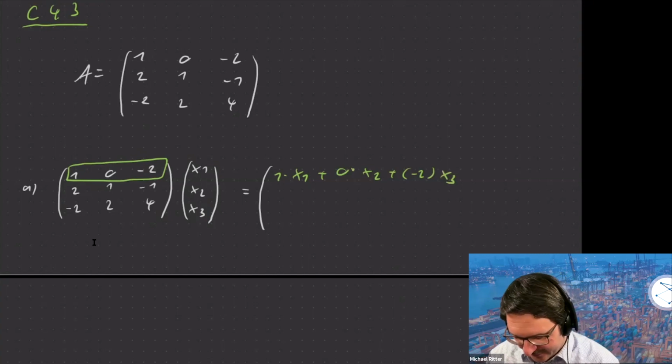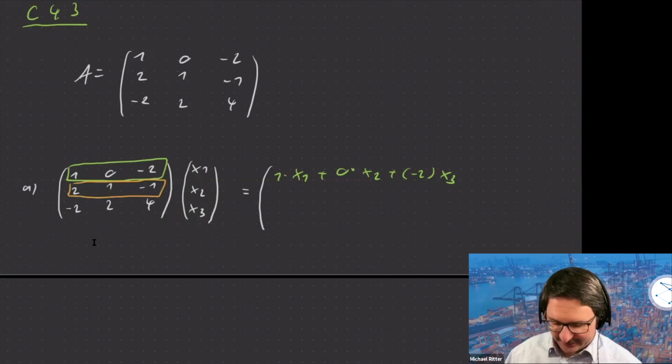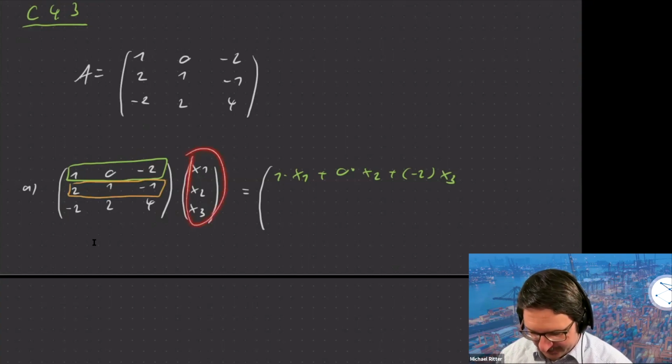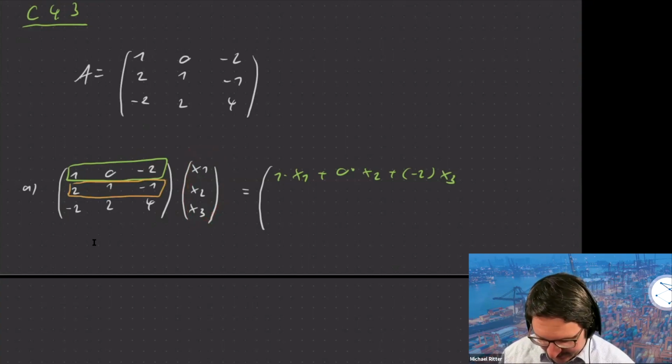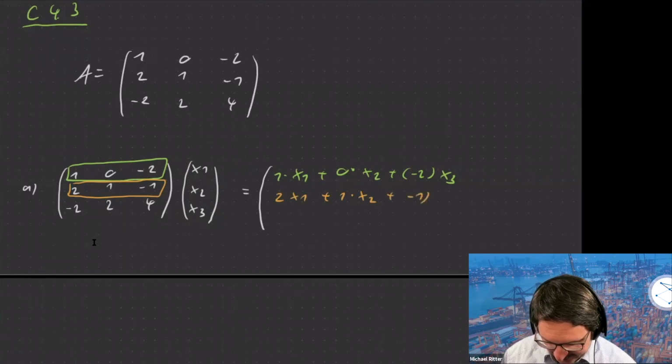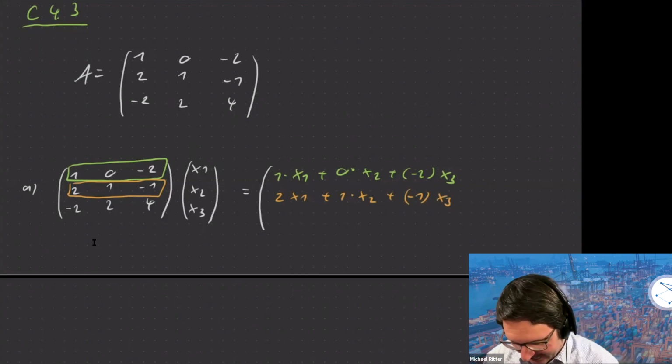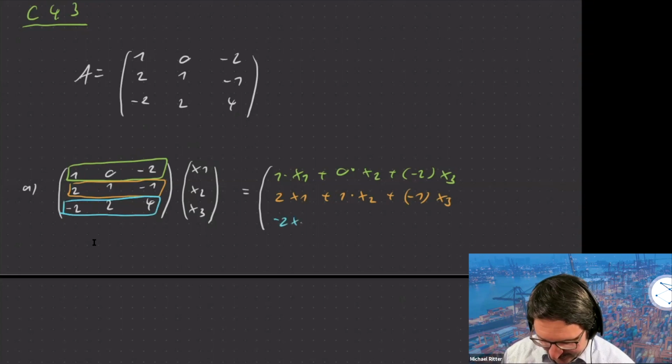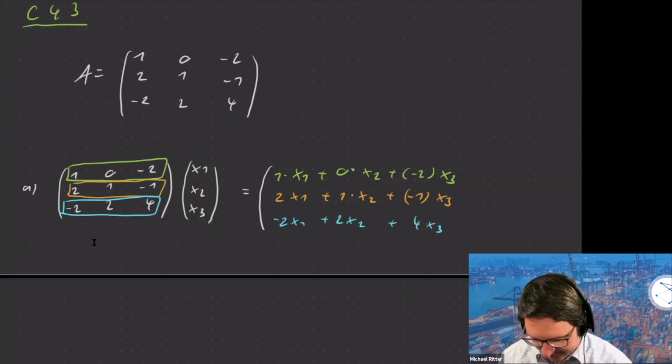The second row of the result comes from the second row of the left-hand side matrix, and again, that column. So we get 2 times x1 plus 1 times x2 plus minus 1 times x3. And finally, for the last row, this one here, we get minus 2x1 plus 2x2 plus 4x3.